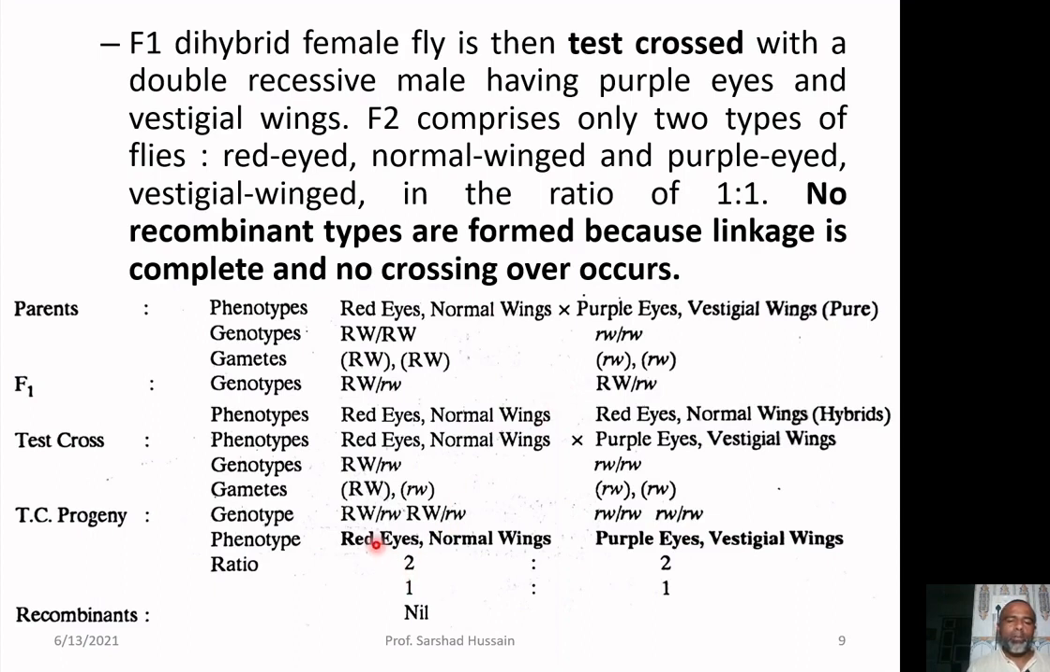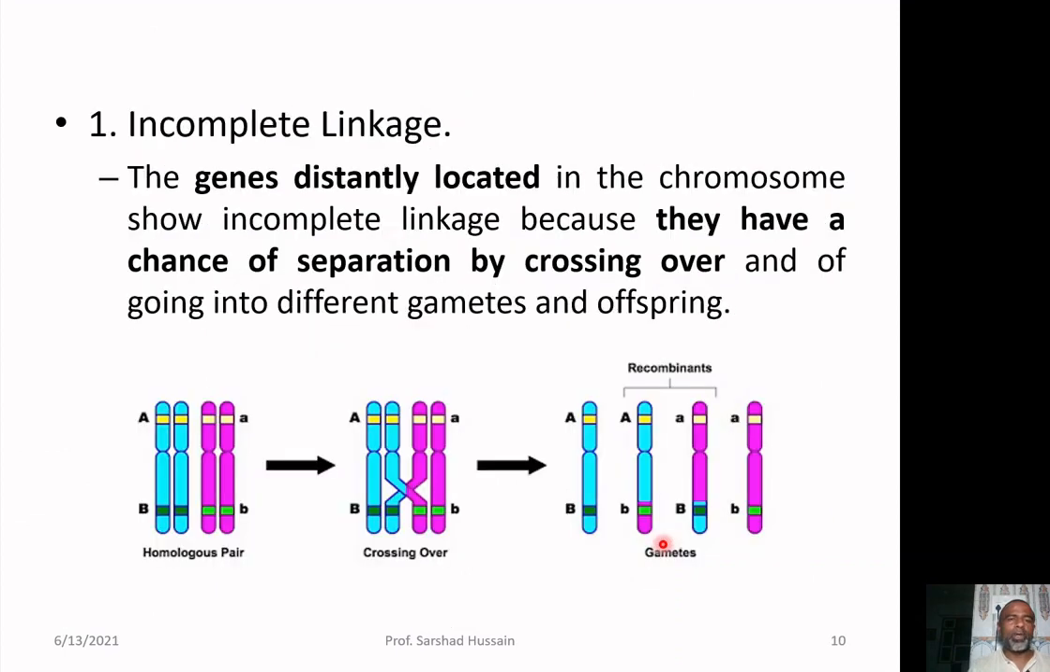Complete linkage means both the genes of these two characters are so closely placed in a single chromosome that even after crossing they are not getting themselves separated. So, this linkage is called the complete linkage. Let us look at now incomplete linkage.